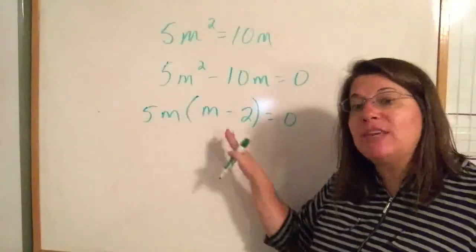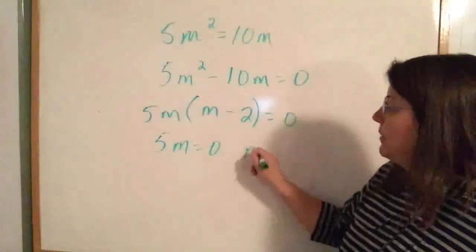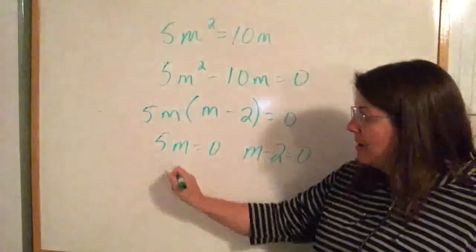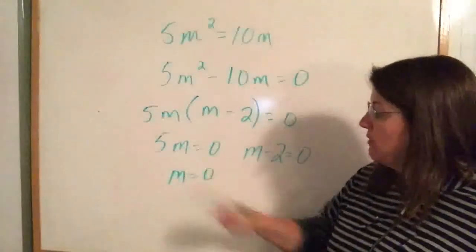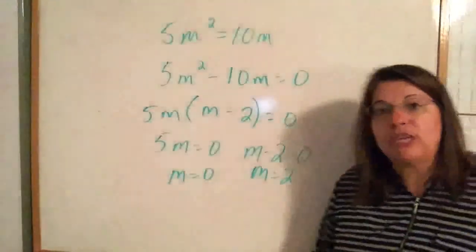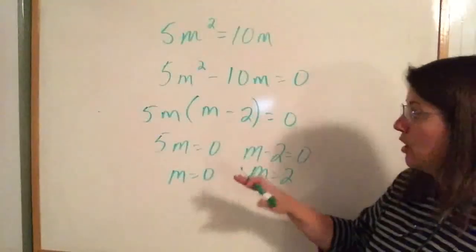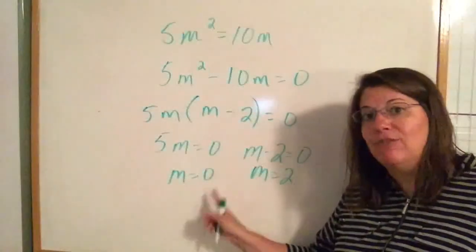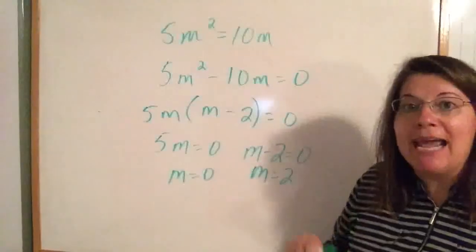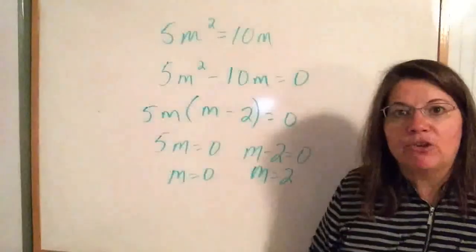I'm going to set each of these factors equal to 0. 5m equals 0 and m minus 2 equals 0. So when I solve those, I divide by 5, I get m equals 0. When I add the 2, I get m equals 2. So my two factors here are 0 and 2. That means that if this were a graph, it would cross the x-axis at 0 and at 2. Now, this probably isn't a graph because it's m, not x. If it was x, then we would be more likely to have a graph that we could associate with that.